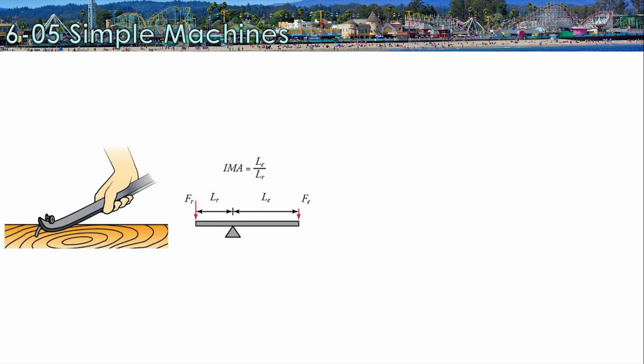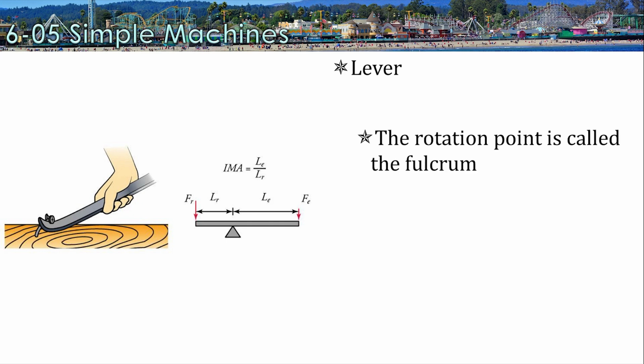The first simple machine is the lever. So we have a long arm, and there's a rotation point called the fulcrum. And there's this lever arm. So ideal mechanical advantage is going to be the effort lever arm divided by the resistance lever arm. So you're pushing down here, and your load that you're trying to move is there.